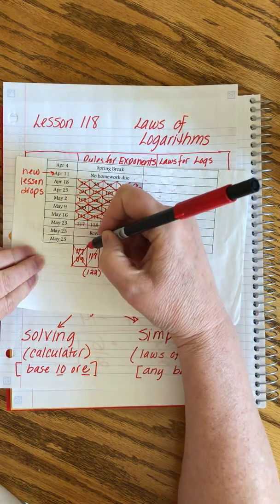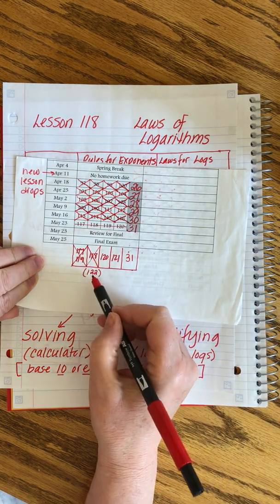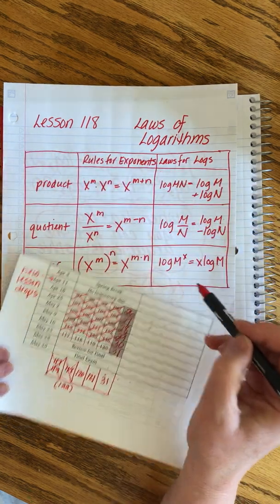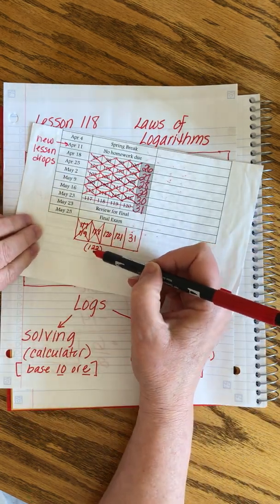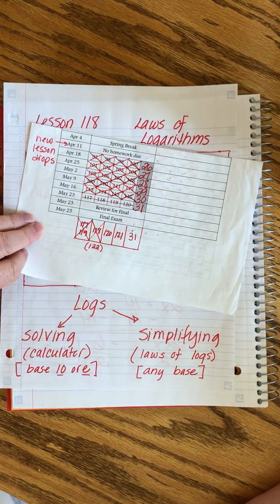We're done with lesson 118. Okay? Only do the homework for 118. Don't do anything for 122. I just wanted you to know that these laws of logs are actually shown in lesson 122, which is weird. It's kind of out of order, but whatever.